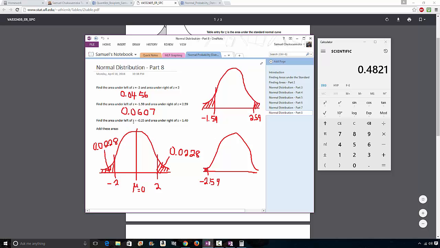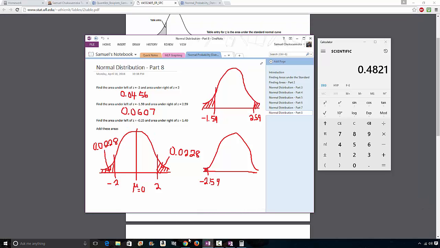Okay. So that gives us 0.4821, or 48.21%. Okay, we are going to stop here for tonight, and we will continue next time.